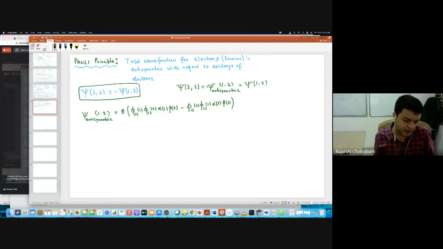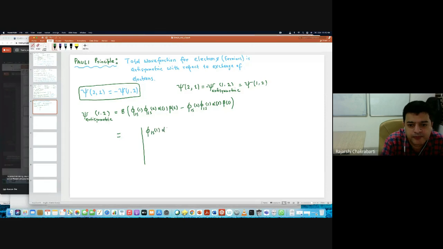Is there a better way to write this? You know, from your class 12 math, I can write this using a determinant. Do you remember determinant? So this is going to be B. I'll write it later. So this is a determinant. How do I write? Can anyone tell me? What is the diagonal term? It will be phi 1s 2 beta 2. What will be this term?